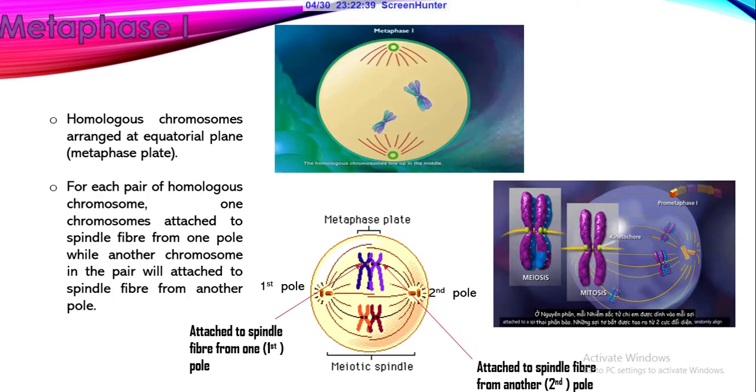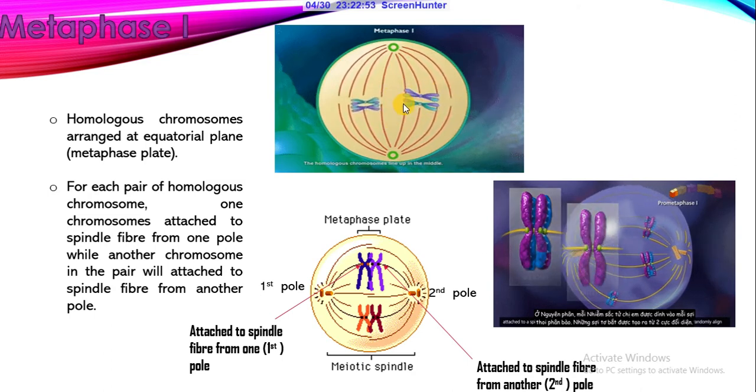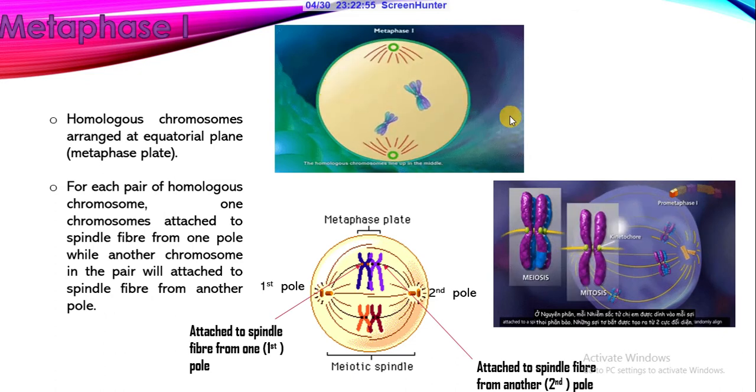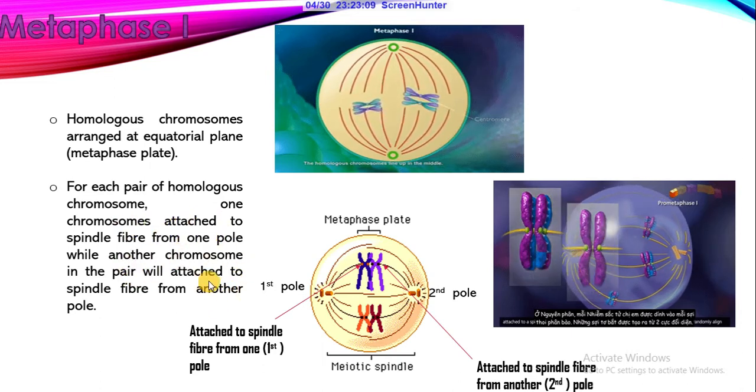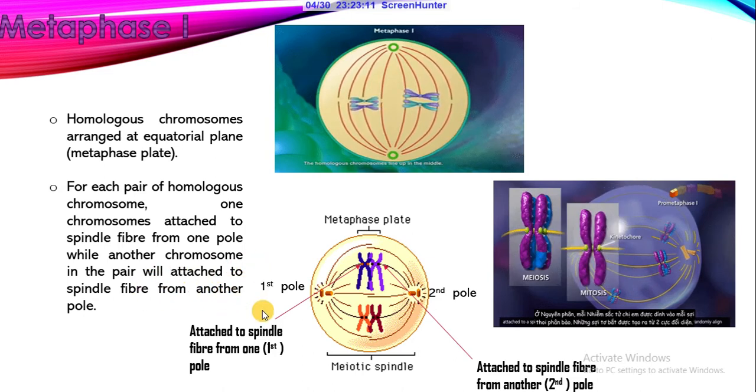So next is the metaphase 1. The homologous chromosome arranged at equatorial plane. So equatorial plane we also call as metaphase plate. Both is the same. So if you can see here, the GIF here, the homologous chromosome line up at the center or at the equatorial plane. And for each pair of homologous chromosomes, one chromosome attached to spindle fiber from one pole, while another chromosome will attach to spindle fiber from another pole.